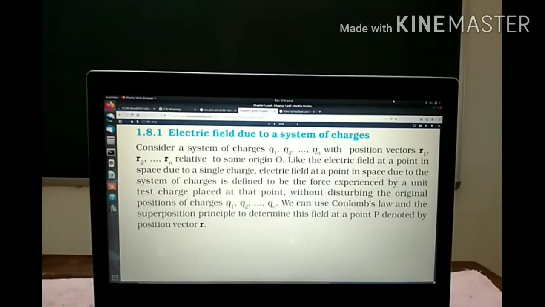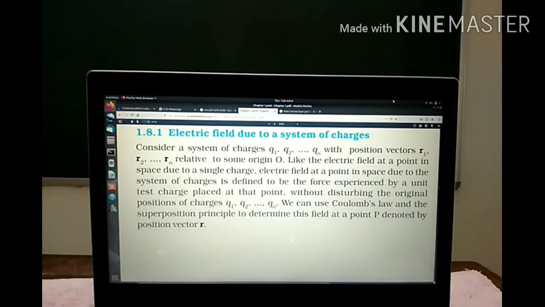Consider a system of charges say q1, q2 up to qn with the position vectors r1, r2 up to rn relative to some origin O. Like the electric field at a point in space due to a single charge, electric field at a point in space due to the system of charges is defined to be the force experienced by a unit test charge placed at the point without disturbing the original position of charges q1, q2 up to qn.